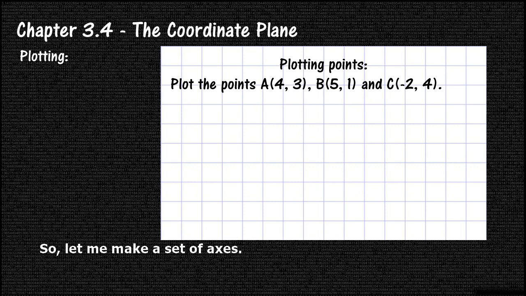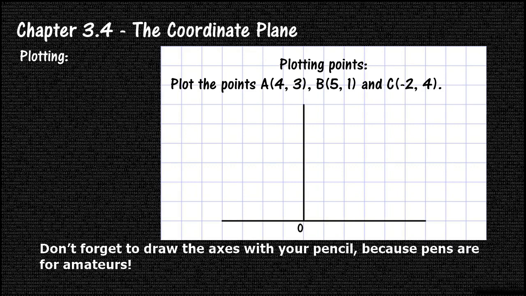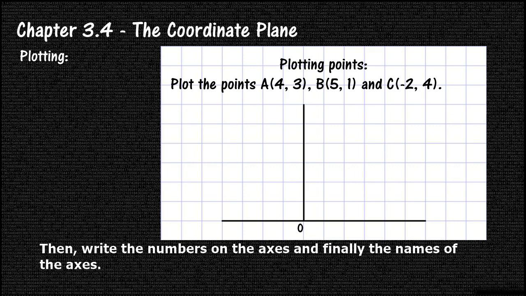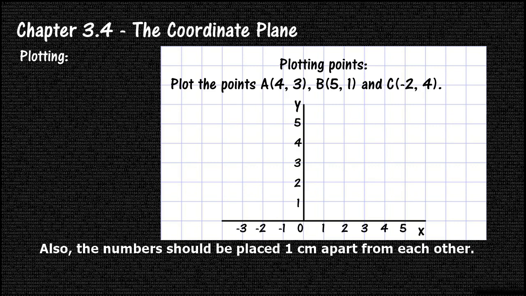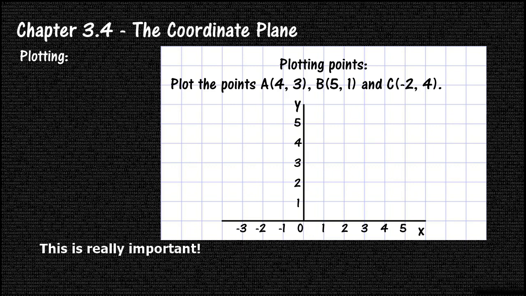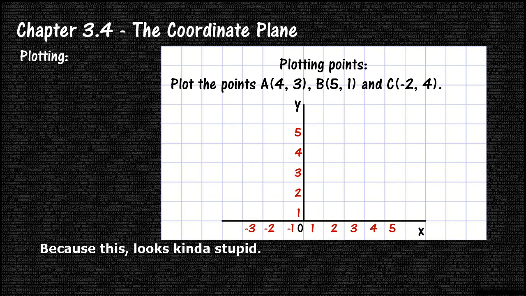So, let's make a set of axes. Don't forget to draw the axes with your pencil, because pens are for amateurs. Then write the numbers on the axes and finally the names of the axes. Also, the numbers should be placed 1 centimeter apart from each other. This is really important. So, do not write the numbers inside the squares, because this looks kinda stupid.